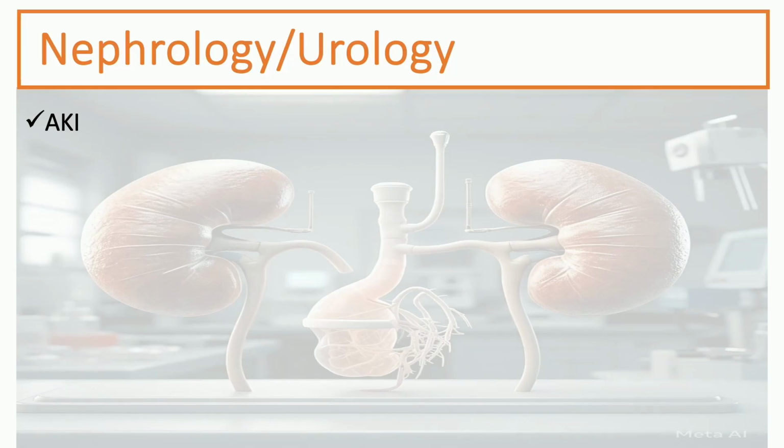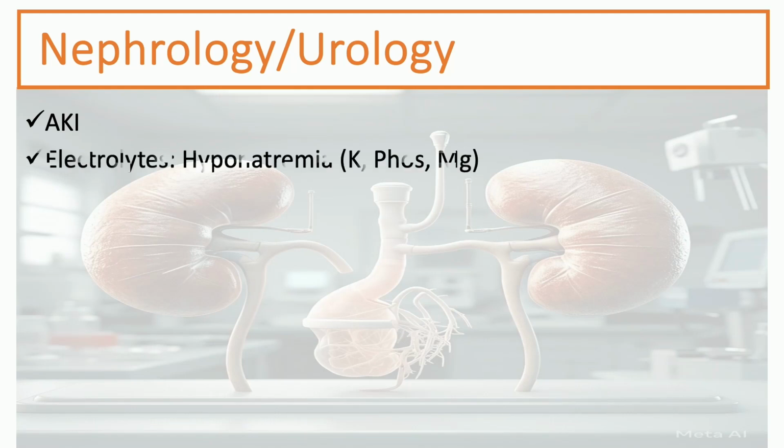How to differentiate between different types of pre-renal, renal, and post-renal AKI, and how to manage those. Electrolyte disturbances: hyponatremia, probably the most common one, but abnormalities in potassium, phos, and mag are also very important to know. Hypernatremia as well.